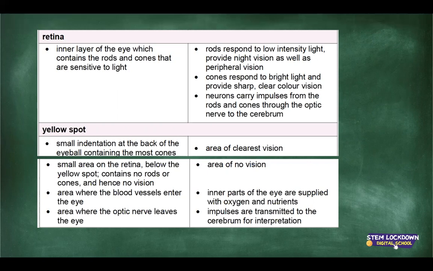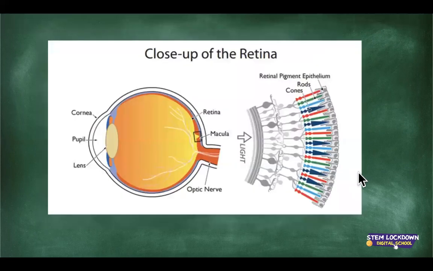The optic nerve transmits impulses to the cerebrum for interpretation, and the blood vessels bring oxygen and nutrients to the inner part of the eye. So this is a close-up of the retina. Here you can see the macula or the yellow spot. Just below that will be the blind spot. This is your optic nerve.